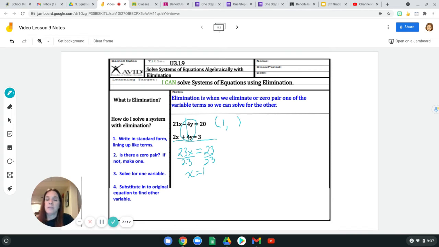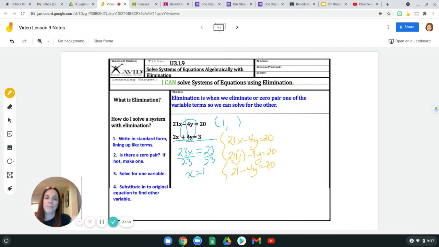All right, so we've done steps 1, 2, and 3. Now we're on to step 4. We're going to take that solution of x and we're going to substitute it in to one of the equations in our system. I'll just choose the top one. So we have 21x minus 4y equals 20. And I'm going to take what we got for x and substitute it in for x. Then I'm going to do all the lovely math to solve for y. 21 times 1 is 21 minus 4y equals 20.